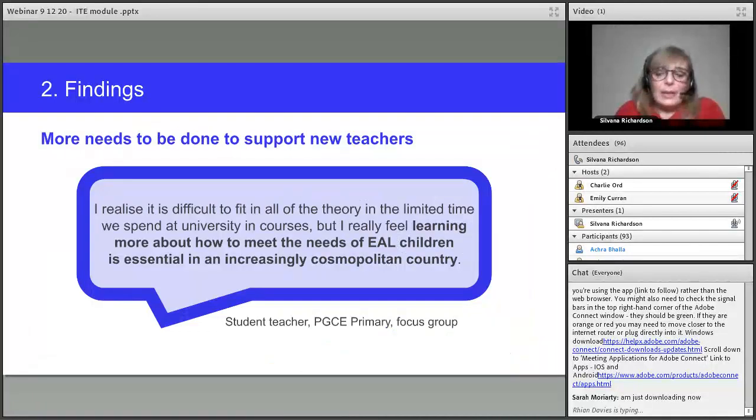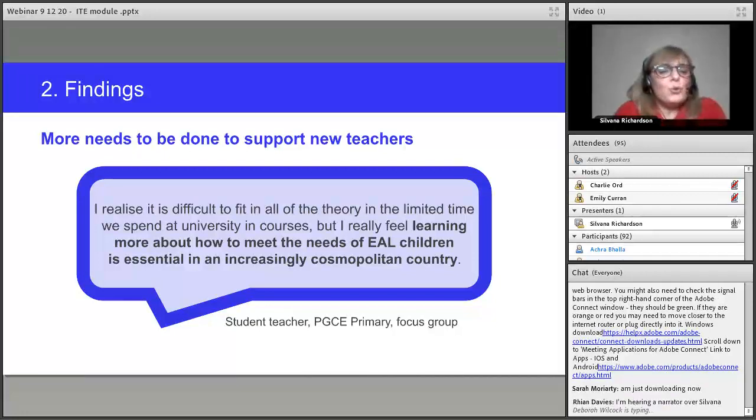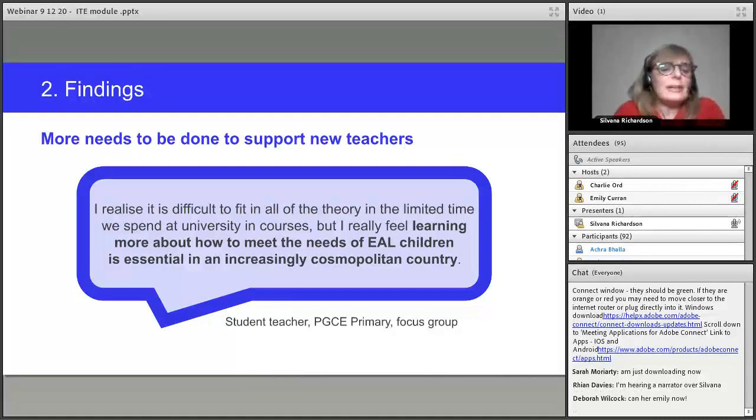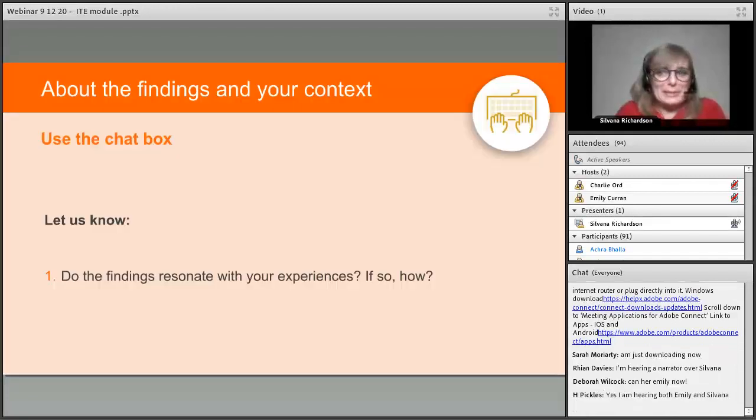And here's a quote from one of the participants in the study, a student teacher in a PGCE primary route. She basically said that she thought that more needed to be done to support new teachers. I'll read her quote. She says, "I realize it is difficult to fit in all of the theory in the limited time we spend at university in courses. But I really feel learning more about how to meet the needs of EAL children is essential in an increasingly cosmopolitan country." And we do agree with this completely.